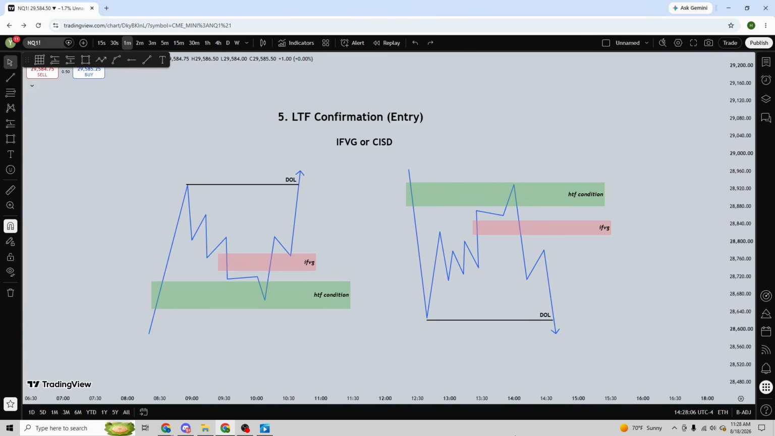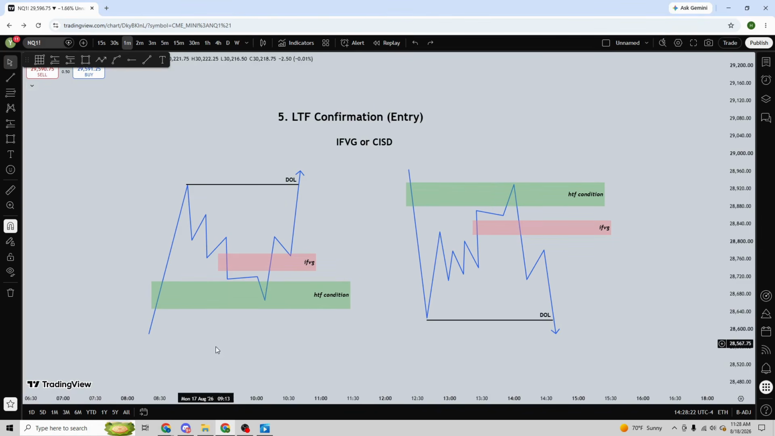So now moving on to our final concept, we want to identify our low time frame confirmation entries, that being an inversion or a change in state of delivery, in order to catch a trade towards the identified draw on liquidity for the day.